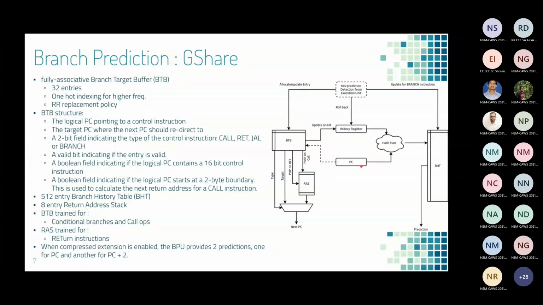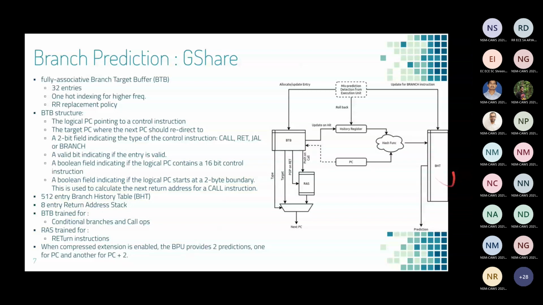Right? So if PC is 1000, you index here, and suddenly that entry 1000 is valid. That entry is going to hold the jump address. It's going to say, okay, after 1000, you need to jump to 5000. So that address 5000 will be present in the BTB.